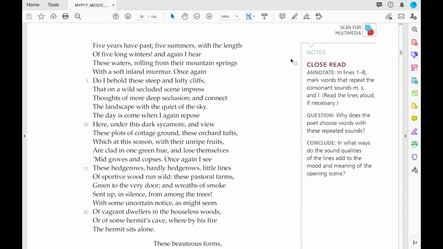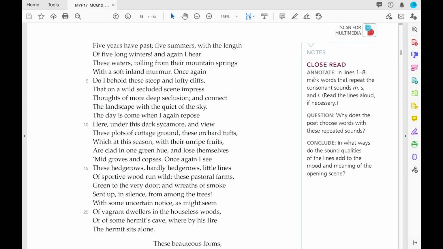Five years have passed, five summers, with the length of five long winters. And again I hear these waters rolling from their mountain springs with soft inland murmur. Once again I do behold these steep and lofty cliffs that on a wild, secluded scene impress thoughts of more deep seclusion and connect the landscape with the quiet of the sky. The day is come when I again repose here under this dark sycamore and view these plots of cottage ground, these orchard tufts, which at this season with their unripe fruits are clad in one green hue and lose themselves mid groves and copses.